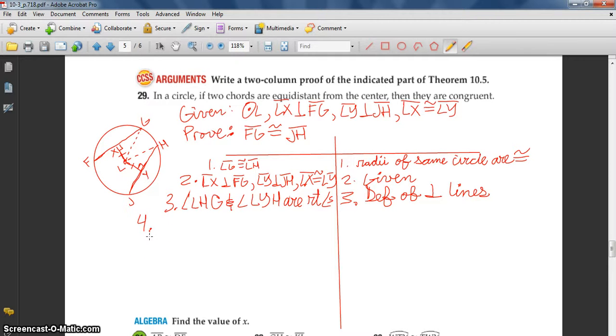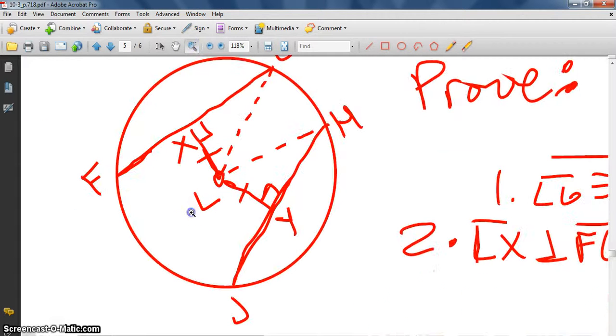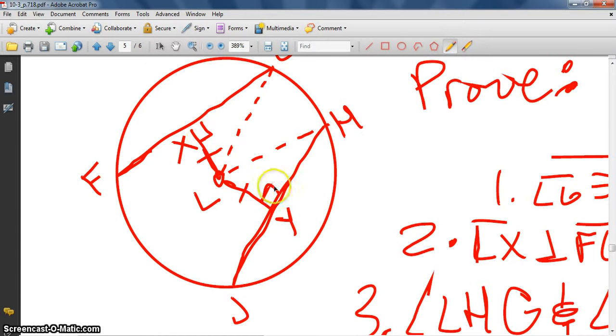Let's see, for number 4, we can say that we have some congruent triangles, because what we've shown so far is that we have right angles, so we have right triangles. We're given that XL and LY are congruent. We also stated that these two lengths have to be the same because they're the radii of the circle. So those two radii are our hypotenuse, and these two sides are our legs. So by hypotenuse leg, these two right triangles are congruent.